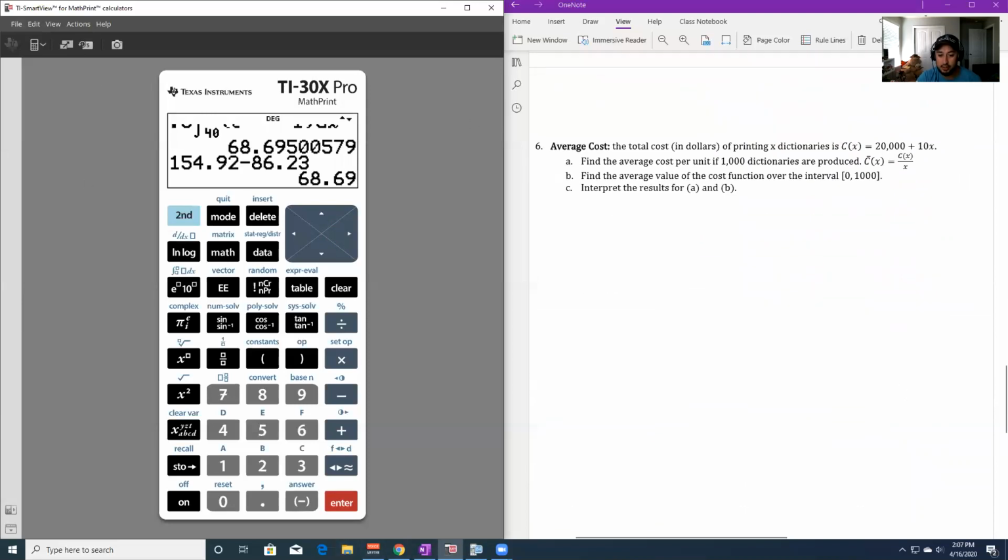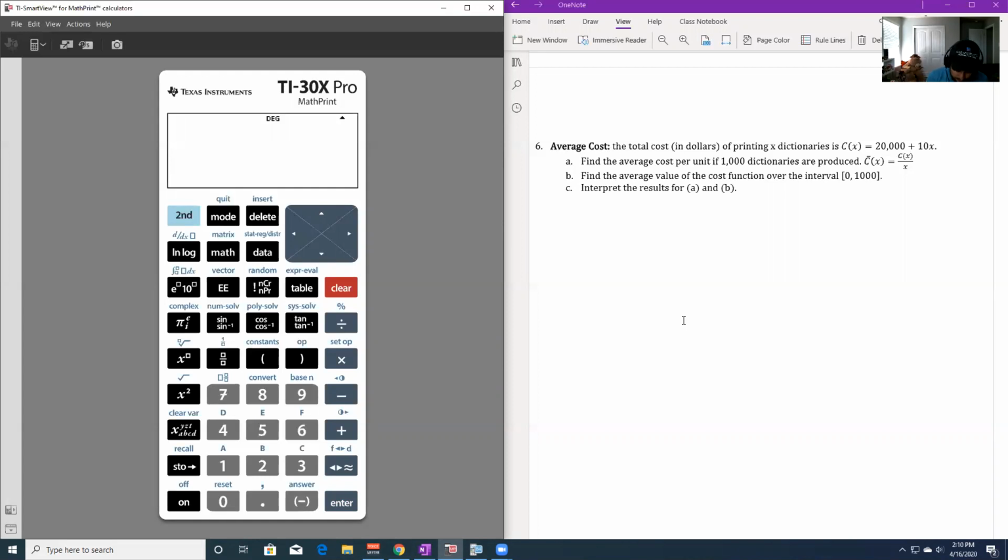Take a quick break, pause. Okay, so here we have average cost. The total cost in dollars of printing X dictionaries is C of X equals 20,000 plus 10X. Find the average cost per unit if 1,000 dictionaries are produced. Remember, average cost is given by C bar of X, which is C of X over X. So all you have to do is take the cost function given, put it over X, and plug in 1,000. So that's what we're going to do for step A.